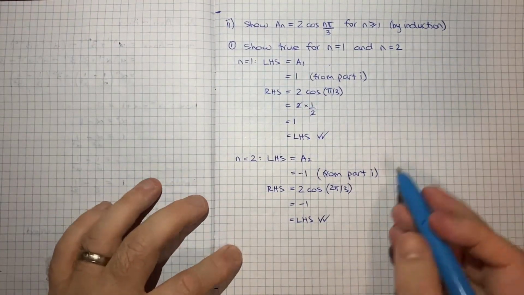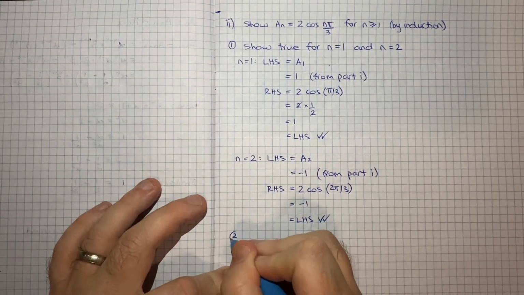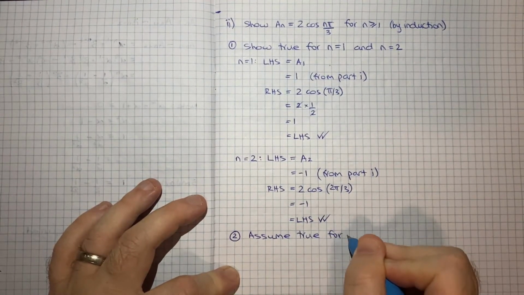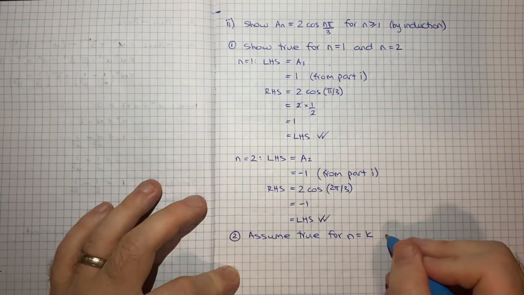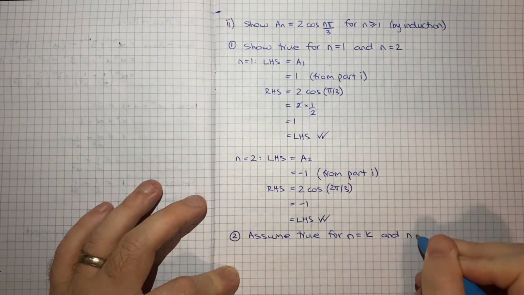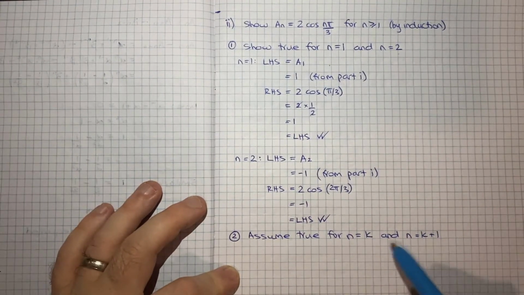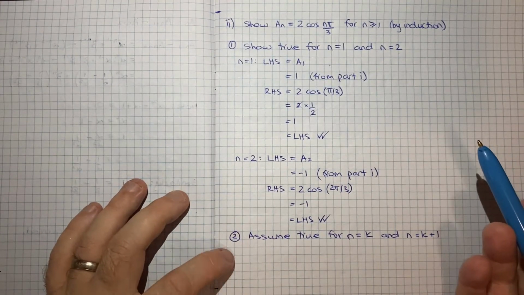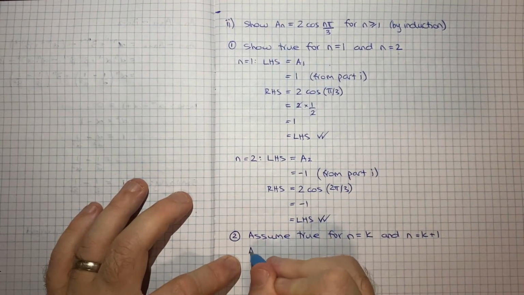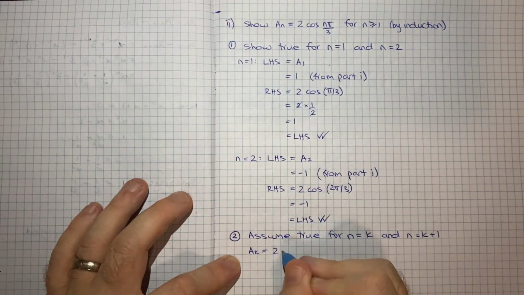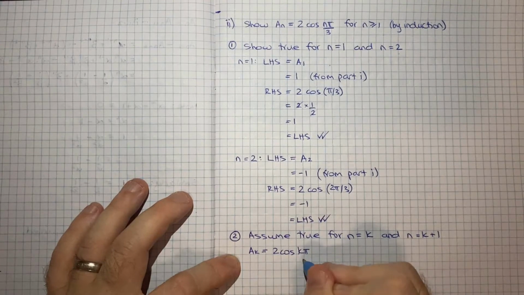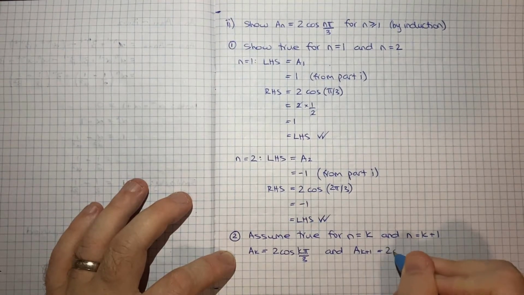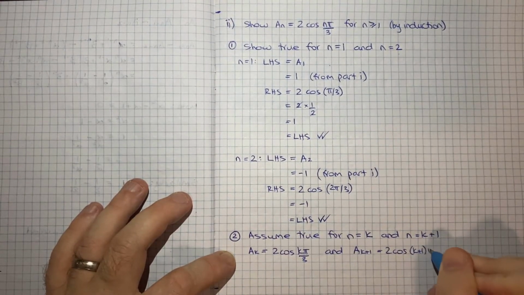Now step 2, as I kind of mentioned, we're going to assume it's true for n is equal to k, but we're also going to assume it's true for n is equal to k plus 1. Again, we need the 2 steps. It makes this slightly different to other induction questions that we're used to. So what does that mean? It means we're assuming that ak is equal to 2 cos k pi on 3, and ak plus 1 is equal to 2 cos k plus 1 pi on 3.